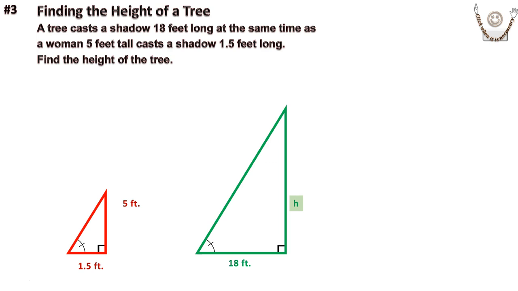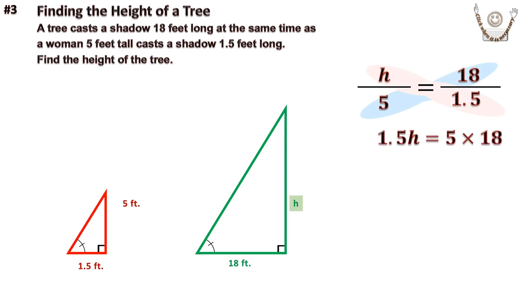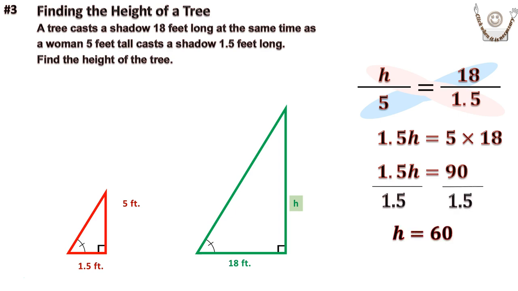Let's write out the proportion. H over 5 equals 18 over 1.5. Cross product: 1.5h equals 5 times 18, and we are looking for 1h, so we have to divide by 1.5 on both sides. So now we have h is 60. So now we have the height of the tree is 60.